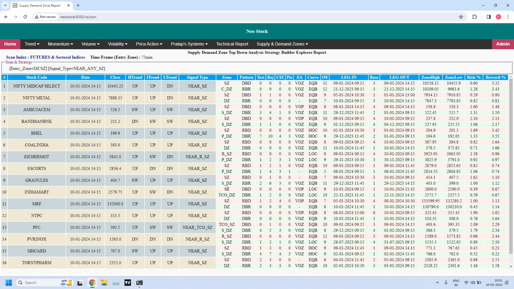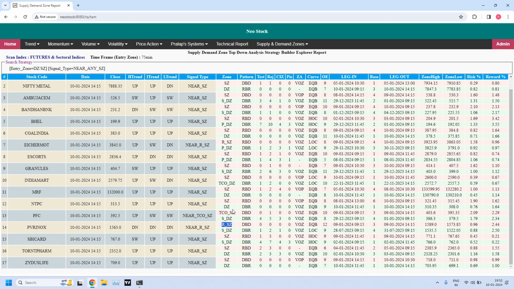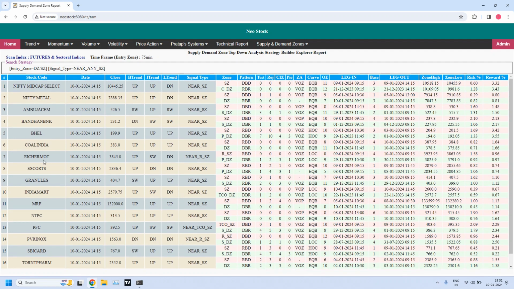Next one. We have one more, PVR Inox. This is also a fresh zone. So this is moving between a high liquidity demand zone and a high liquidity supply zone. That's it. We have identified 2 stocks. One is PVR Inox and another one is HR Motors. Apart from that, on daily time frame, we identified one daily high liquidity demand zone. So total 3 high liquidity zones identified from daily and 75 minutes time frames.